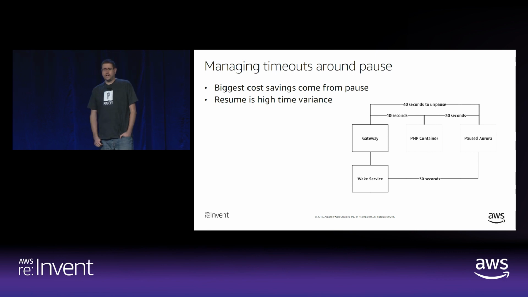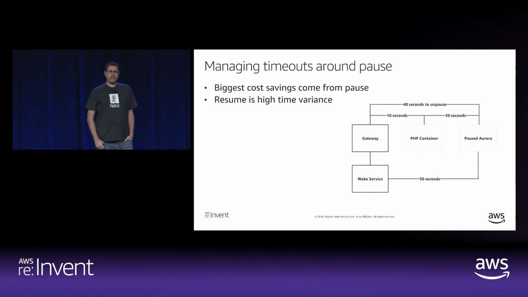In our architecture, the goal is to stop the whole second half of the design when it's not needed. That means when a new request comes in, first we're going to wake up a PHP worker. It's going to then connect to Aurora. And then Aurora is going to resume from pause. And then it's going to be able to run the queries.